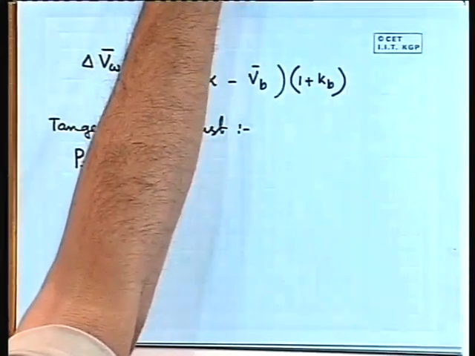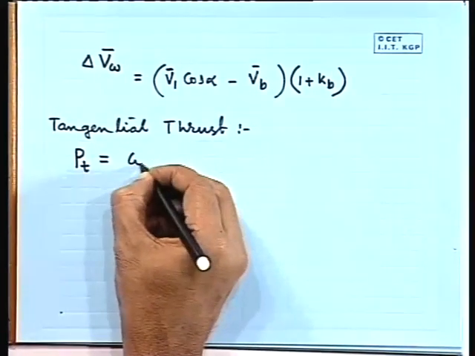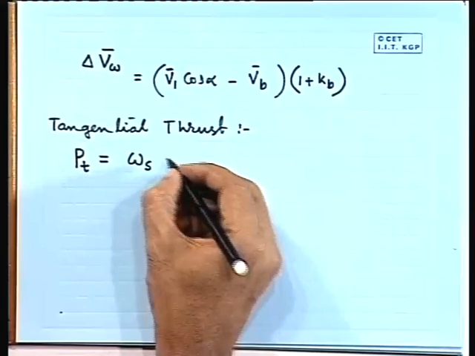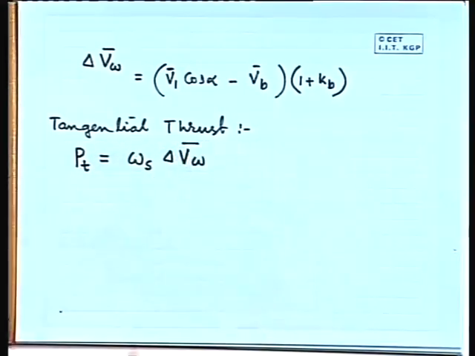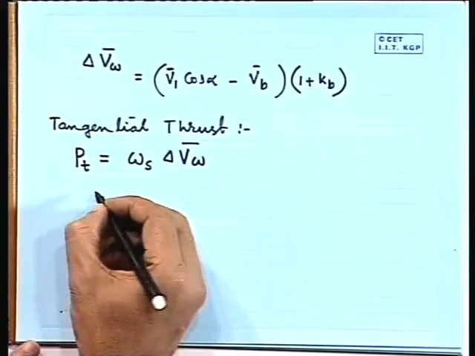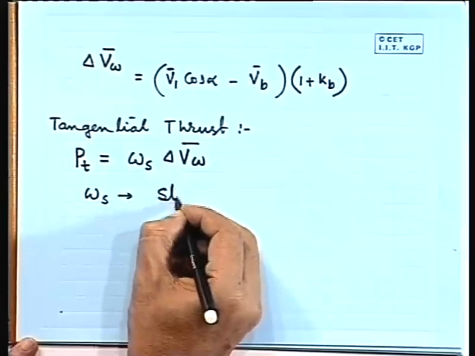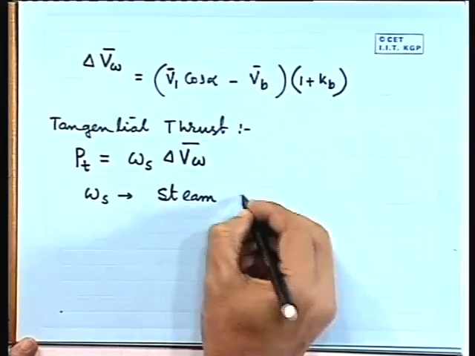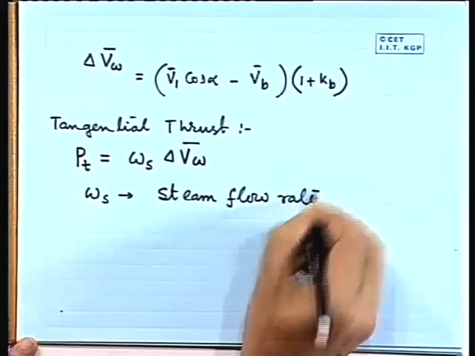So, we will have Pt, that is omega s into delta v omega. This is a vector quantity. Omega s is the steam flow rate.